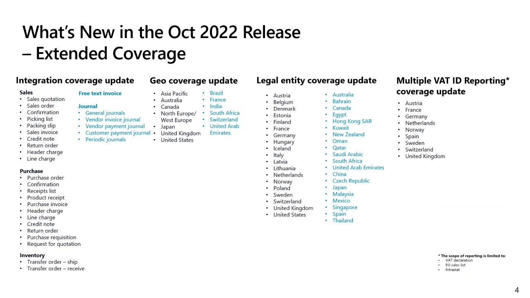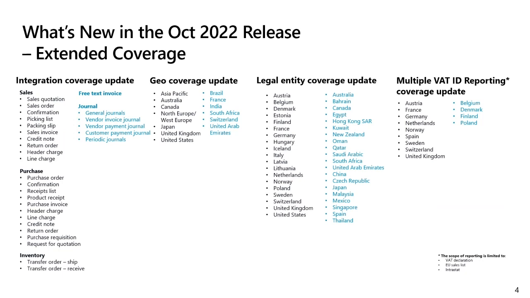And for the multiple VAT ID reporting, Belgium, Denmark, Finland, and Poland will be supported, which means in total 13 countries regions tax reporting can be supported by the multiple VAT ID out of box.